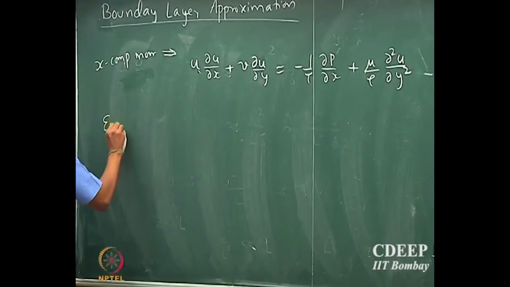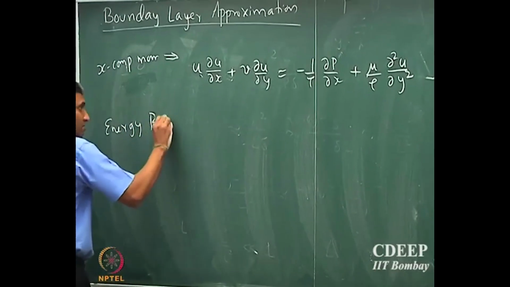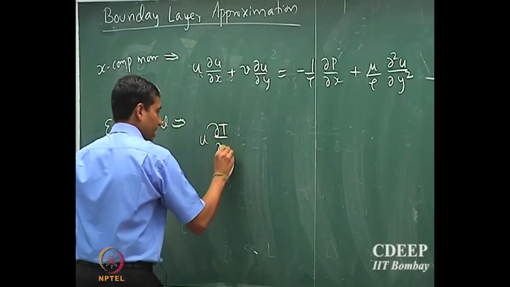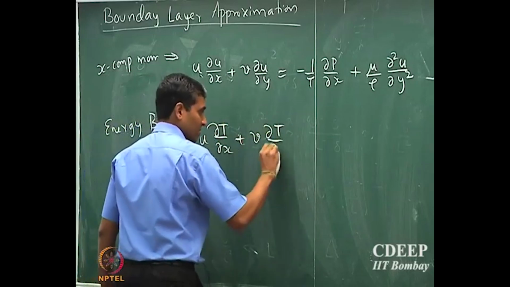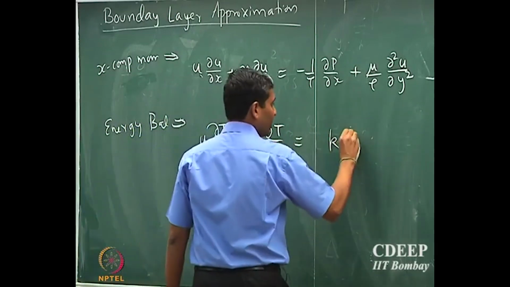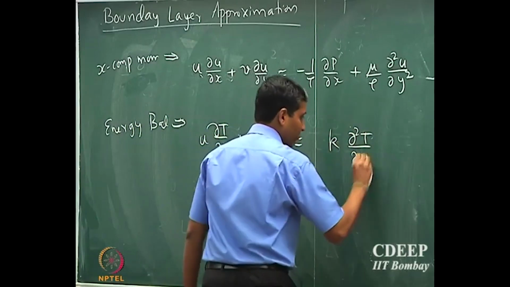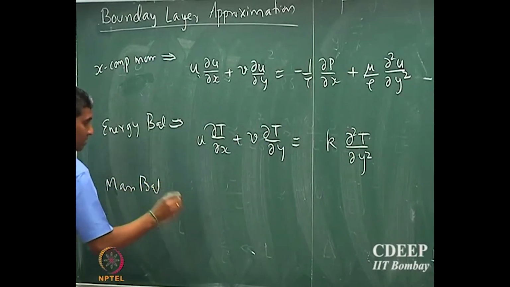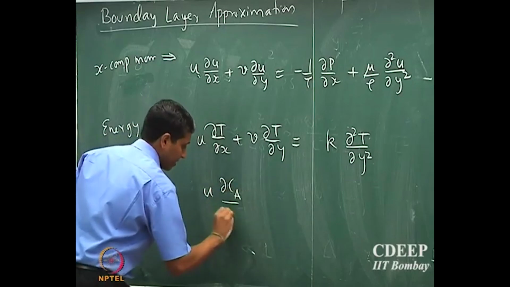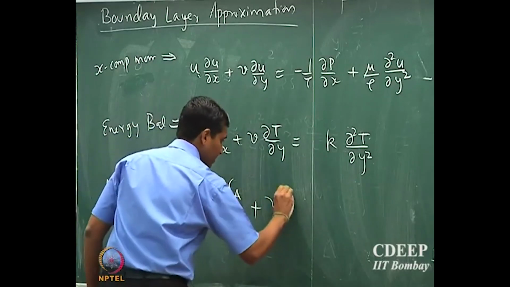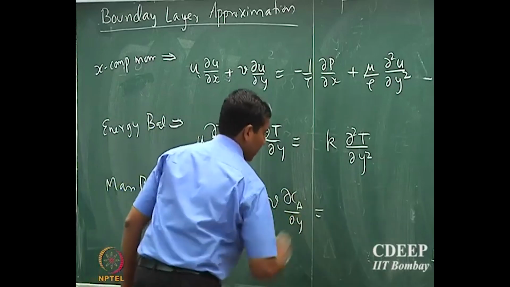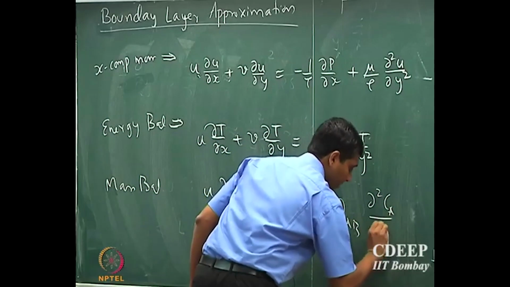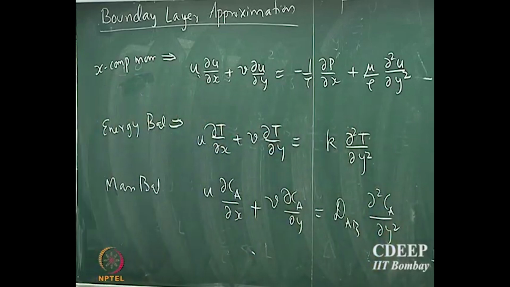And similarly we can do it for the energy balance. Again the idea is the same: u dT by dx plus v dT by dy equal to K into d square T by dy square, and the mass balance will be u dCA by dx plus v dCA by dy, that is equal to D_AB into d square CA by dy square. Okay, so that is the mass balance.